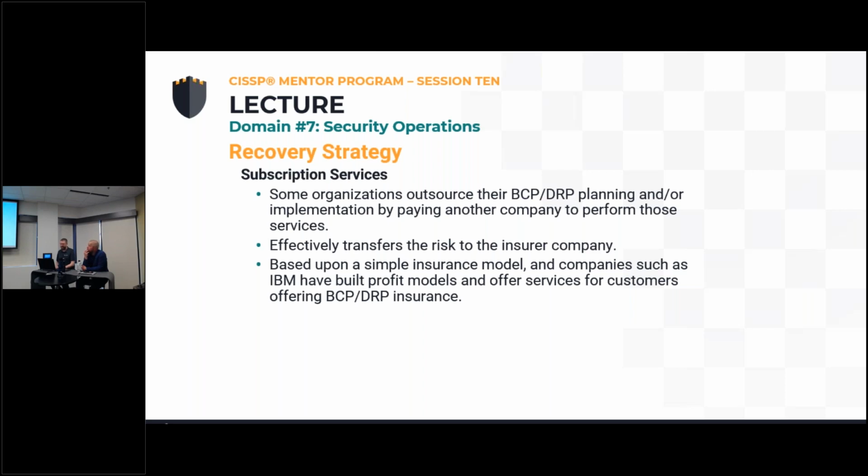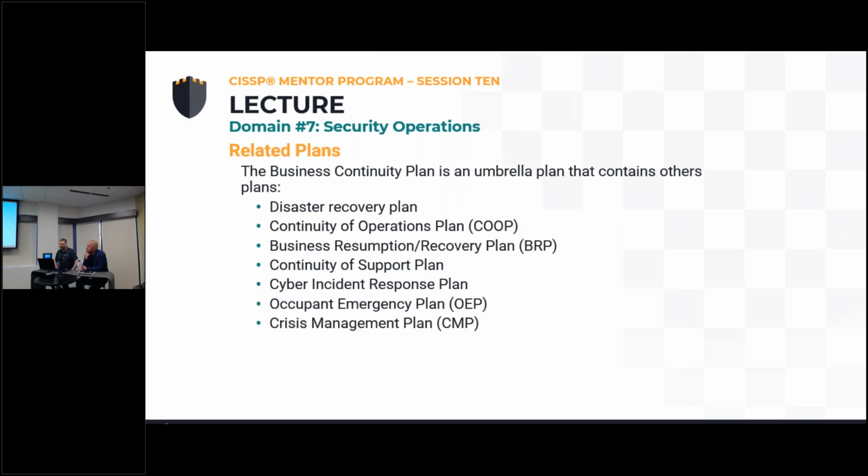Yeah, I'm with you. All right, so underneath your related plans, under BCP would include your disaster recovery, the continuity of operations. How are we gonna continue operating during a disaster? Resumption recovery plan. I don't think I've ever seen one of those in real life. It's always tied into something else. Continuity of support, same thing. Incident response plan, yes. Occupant emergency plan, you'll need to have that. And then a crisis management plan. I don't know if I've ever seen one of those.